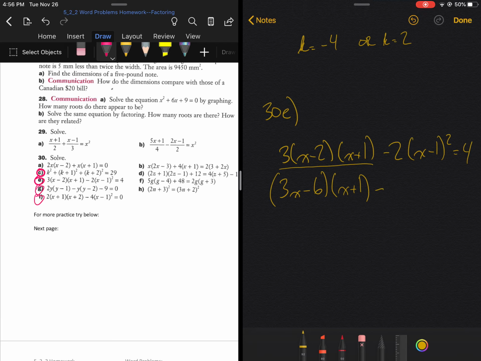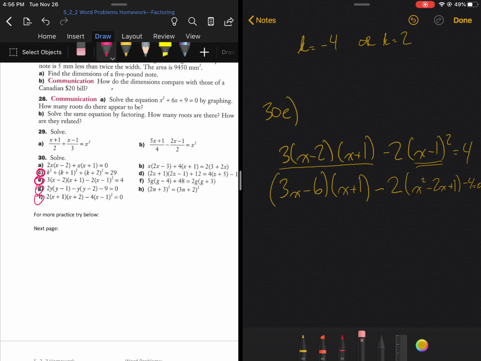3x minus 6. Keep that in brackets. It's all being multiplied by x plus 1. Minus 2 times, let's square this. BEDMAS, I have to do that first. (x squared minus 2x plus 1). Bring this minus 4 over. Equals 0. Whoa, I'll have to write smaller next time. Now let's FOIL this out.